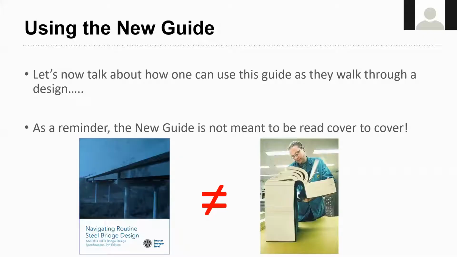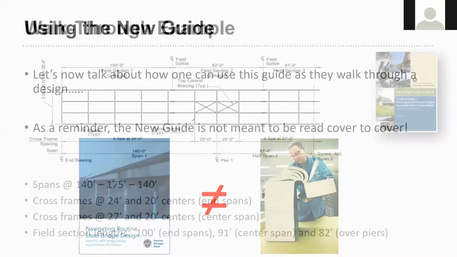First and foremost, as Dominic said, let's remember the guide is not meant to be read cover to cover. You may have seen it was 400-some pages. As Dominic showed, the idea is not to sit down and read it at night and understand how to do steel bridges. The intent is to use the design guide as you're doing your design and walk through the quick links and help you understand more about the design you're accomplishing.